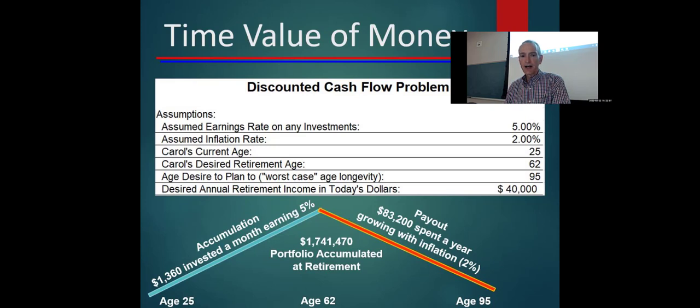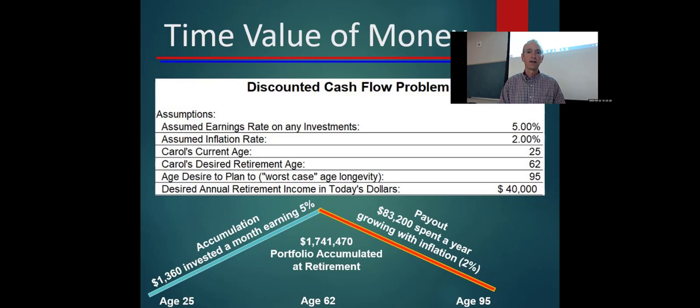So the $83,200, we divide that by 12. So she really needs $6,933 a month, growing with inflation. We take that times the factor. She needs $1.7 million at age 62. If she does that, she'll have a portfolio that will be able to give her $83,000 when she retires, and that will grow with inflation.